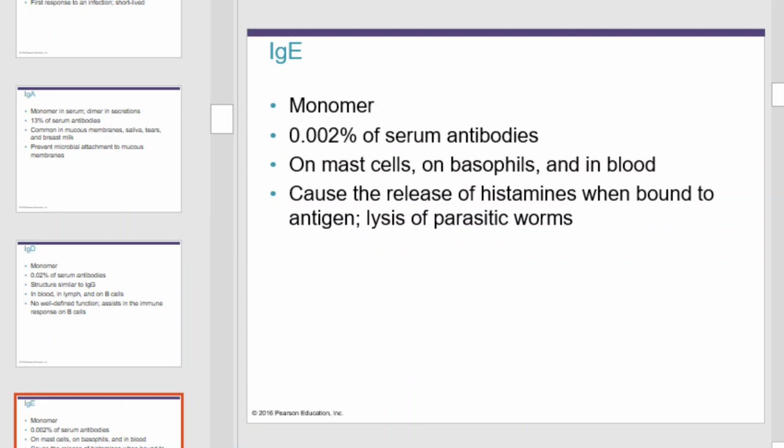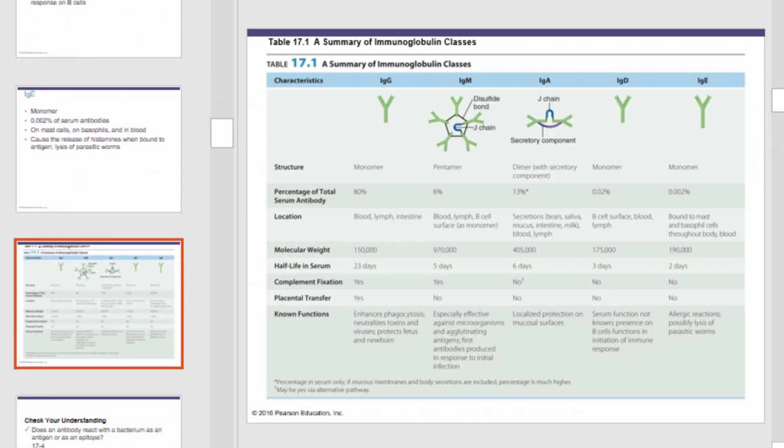IgE is a monomer making up 0.002% of serum antibodies. It can be found on mast cells, basophils, and in blood. It causes the release of histamines when bound to antigens and lysis of parasitic worms. This table is a summary of all Ig, or immunoglobulin, classes.